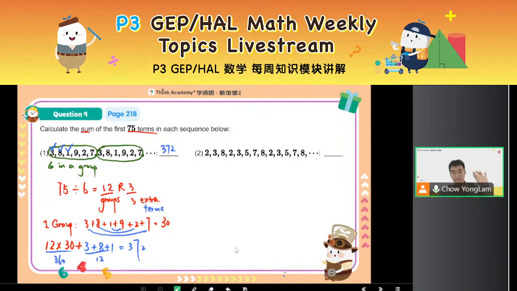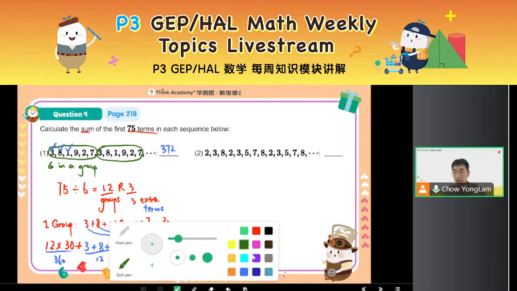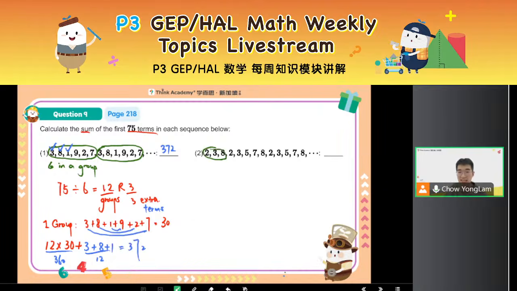Question 2 is a bit trickier. First, I want to give you some time. Find the repeating group, please. Find the repeating group. How many terms are there? Should I start from the start right away? Yeah, I see 2, 3. I see 2, 3, 8. Is this a group? No, you need to see 2, 3, 8, 2, 3, 8. There's no 2, 3, 8. What is the repeating group here?